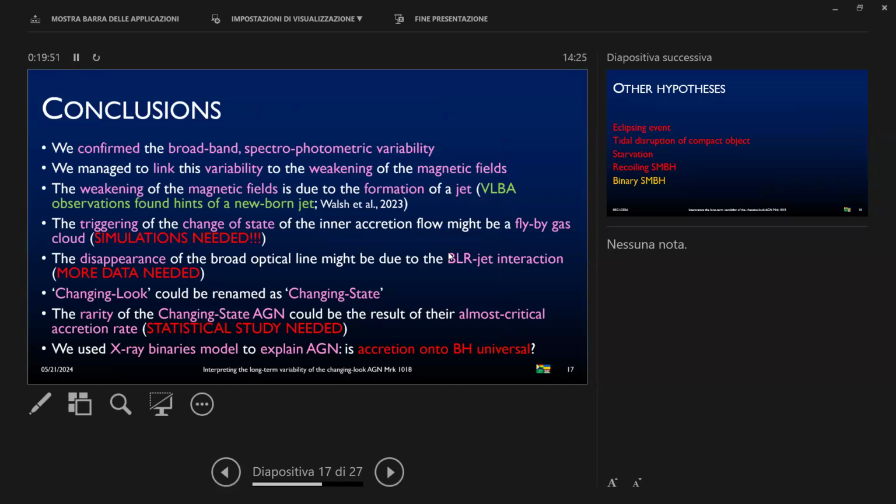We confirmed the broadband spectral variability of Mrk 1918, and we managed to link this variability to the existence of magnetic fields that become weaker and weaker. The weakening of the magnetic field, we think, is the result of the formation of a jet. And I have to say that a recent VLBA observation has proposed that a jet is indeed present in this source, so it was nice to see that the observations are matching our expectation. The triggering of this change of state is likely the flyby of a gas cloud close to the accretion disk, but as I said, we need simulations for this.